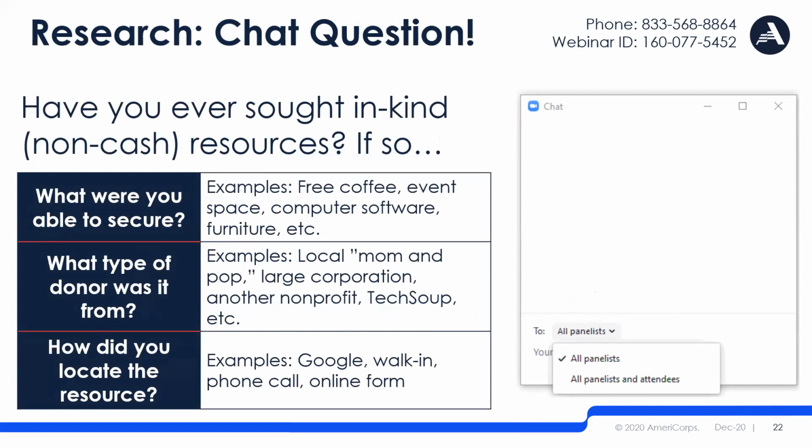Everything we've discussed so far relates to cash grant opportunities. And so we're going to talk for a minute about non-cash resources, those goods and services that can increase your organization's capacity. So let's learn about each other's experiences with garnering these in-kind resources. In the chat box, please let us know, have you ever sought in-kind non-cash resources? If so, what were you able to secure? Was it free coffee, event space, computer software, furniture? From what type of a donor? Local, mom and pop, large corporation, another nonprofit, TechSoup, something like that.